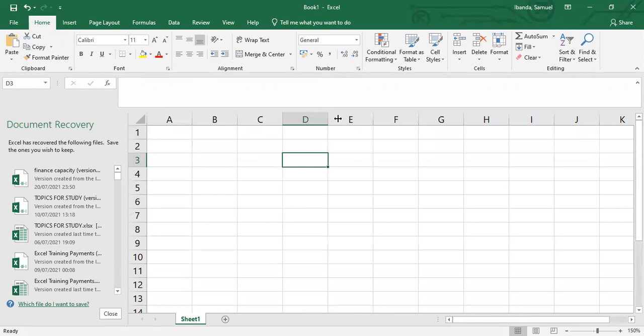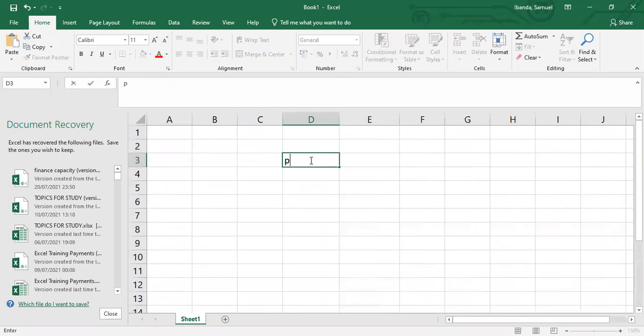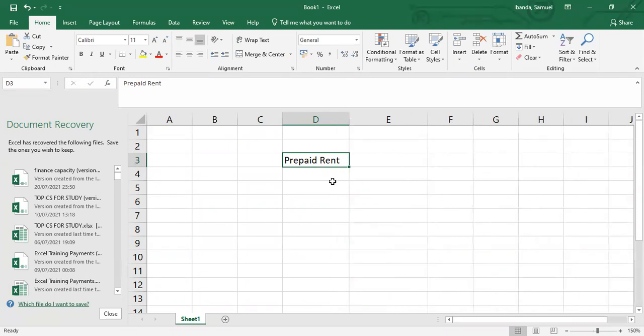So I want to demonstrate something here, and here we are looking at prepaid rent. Our question is saying KK Limited with a financial year ended 30th June paid an annual rent of UGX 24 million on 1st January 2018. So they want us to record the adjusting entry at the end of the financial year.